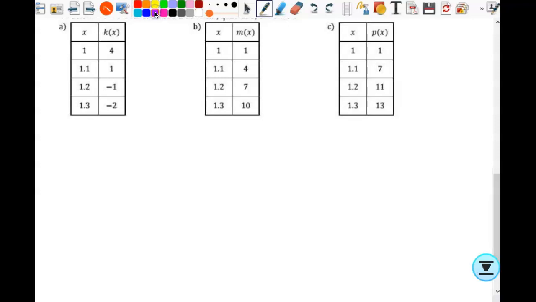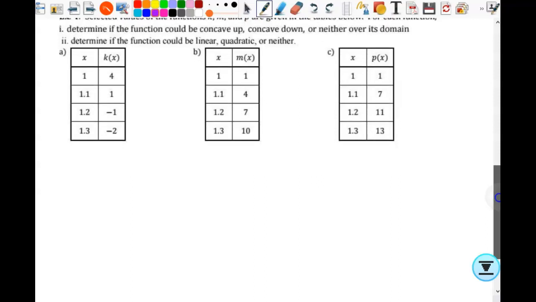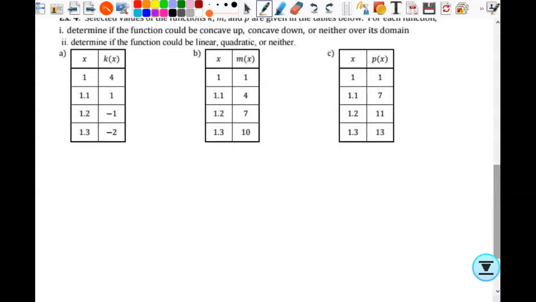All right, so it would help if I saw the question. It says, determine if the function could be concave up, concave down, or neither over its domain. Determine if the function could be linear, quadratic, or neither. So the first thing you need to do on any of these kinds of questions is look at your change in x. So when I do this, 1.1 minus 1, that's 0.1, that's 0.1, that's 0.1. If they're the same, so these are consecutive equal length intervals, then we only have to look at the changes over here.